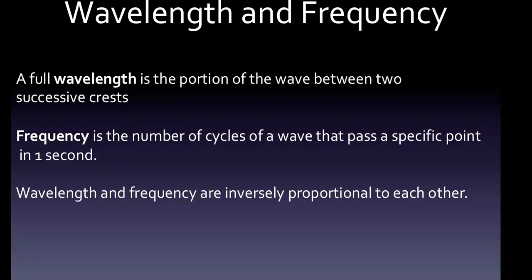So a full wavelength is defined as the portion of the wave between 2 successive crests or between 2 troughs. By looking at how the crests and troughs line up with our horizontal axis, we can see that a full wavelength always takes the same amount of time. Frequency, very common that you would be tested on being able to differentiate wavelength and frequency. Frequency is the number of cycles of a wave that pass a specific point in 1 second. That's just a definition you have to have memorized.